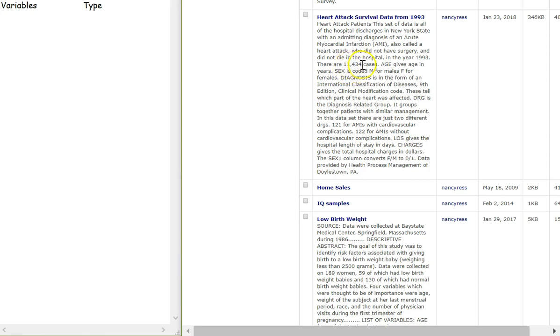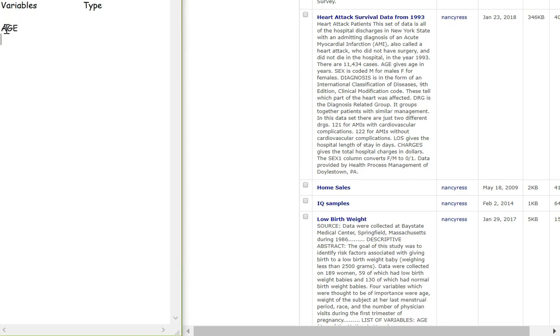And it says there are 11,434 cases, which means when we look at the number of rows in the data set, that's how many rows there will be. And then it gives you information about the different variables that are in the data. Now we're going to look at each of these variables and decide whether it's quantitative or categorical. Over here, I'm just going to list these different variables.